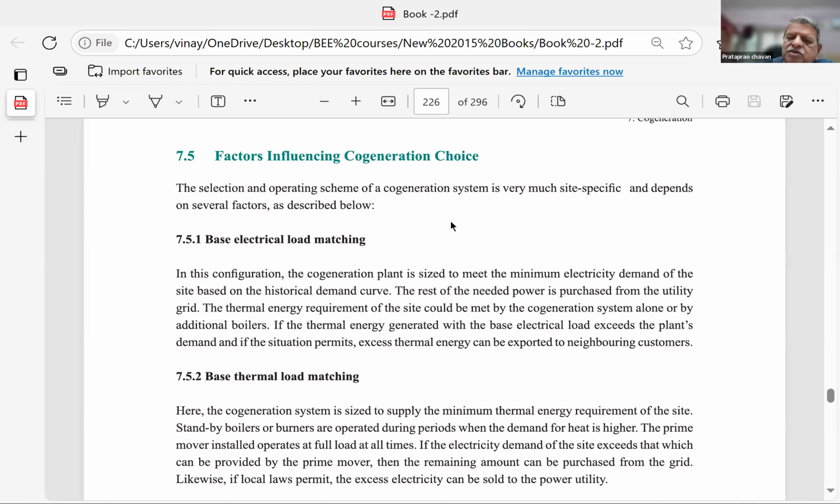You cannot say, oh, first steam turbine and then process steam, or first process steam and then steam turbine, or gas turbine. Nothing like that. It depends on the situation, parameters, and requirements of the factory, with the pressure and temperature values varying as per the manufacturing demand. So what else influences? What factors should you consider in deciding the choice of cogeneration? One is base electrical load matching.